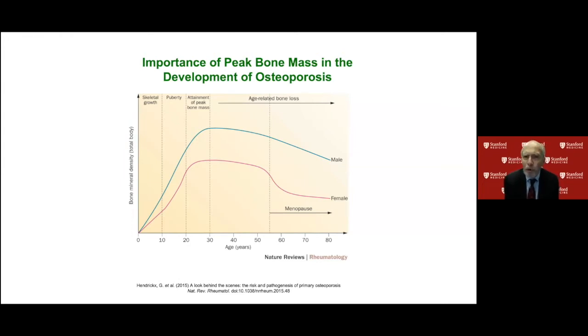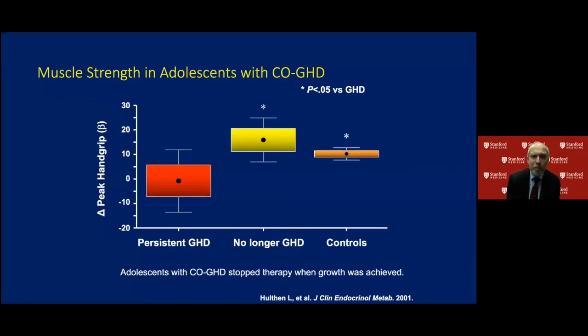So it's very important for us to achieve as much bone mass as we can in our teens and 20s to prevent osteoporosis decades later. And as I'll show you later, growth hormone is very important for achieving this peak bone mass. If we look at adolescents with childhood onset growth hormone deficiency, those who are no longer growth hormone deficient have normal muscle strength, but those who are still growth hormone deficient have markedly decreased muscle strength.